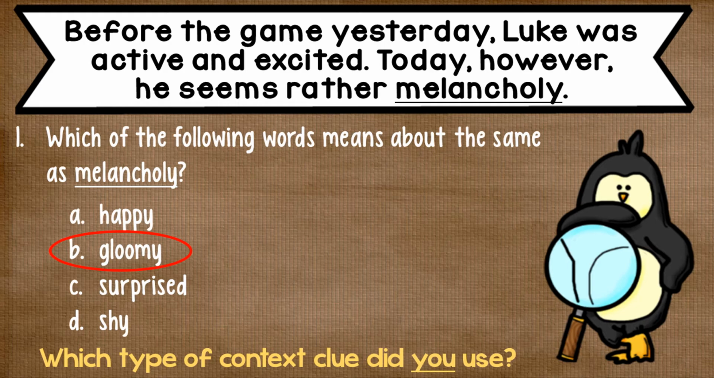So in this case, this type of context clue, the author is using an antonym to help you understand what melancholy means. Because it talks about how yesterday he was active and excited, but today, however, he's melancholy. It wouldn't have used the word however if he was still feeling active and excited. So that tells me his mood changed and now he's feeling gloomy.